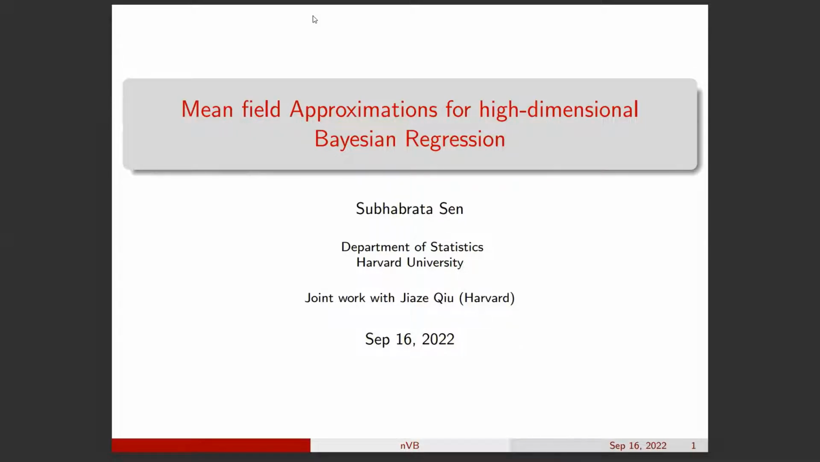He has varied interests, research-wise, spanning across applied probability, theoretical statistics, and machine learning. Some of his specific interests are in high-dimensional and non-parametric statistics, networks, and random graphs. And today he's going to tell us about some of his recent work on mean field approximations for high-dimensional Bayesian regression. Please join me in welcoming him.